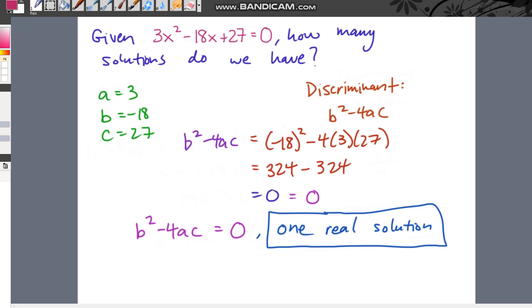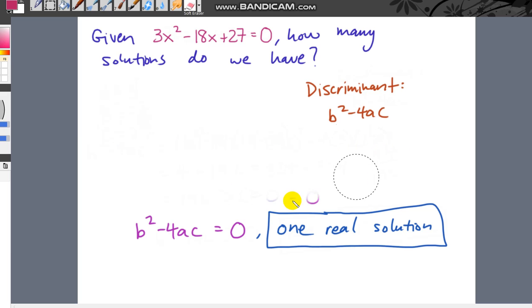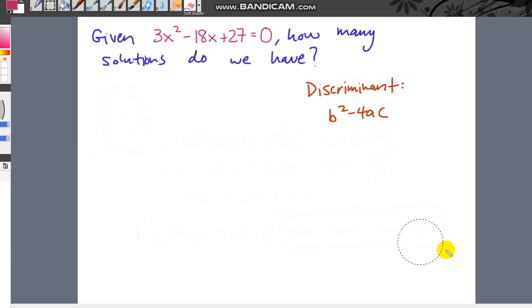Okay, I'm going to show you one more example. So I'm going to go ahead and just erase some of the things I see here. Erasing this, I'll leave that discriminant there. I was going to use that anyway. So all I'm going to do is change the problem. Let's say I give you something like x squared minus 4x plus 29 equals 0. And how many solutions do we have?